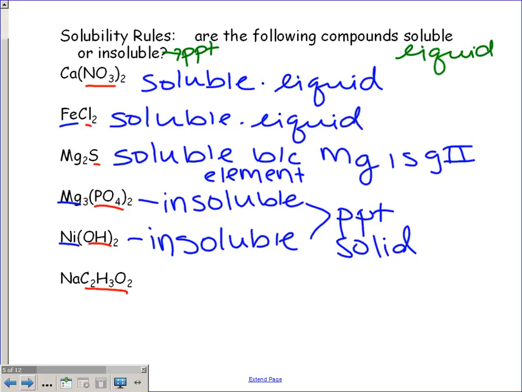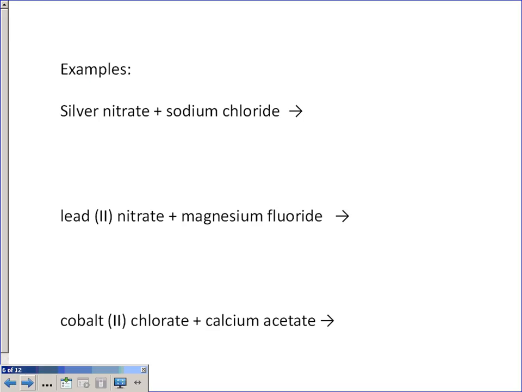Lastly is sodium acetate. So I'm going to look for acetate under one of my two columns. Acetates are listed in the first bullet under soluble. All nitrates, acetates, ammonium, and group 1 salts are soluble. So sodium acetate is a soluble compound, meaning that it stays as a liquid. It cannot be a possible precipitate. So that's our practice with the solubility rules. Now let's practice putting them into actual equations.